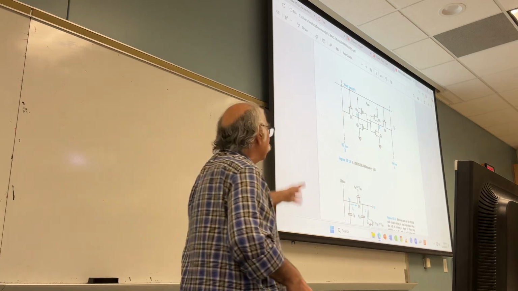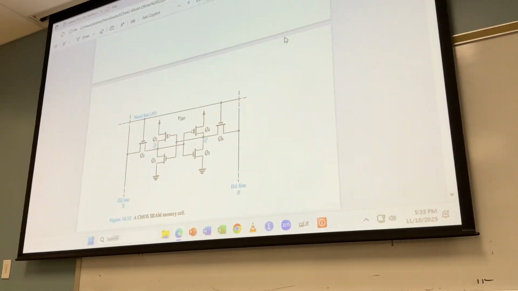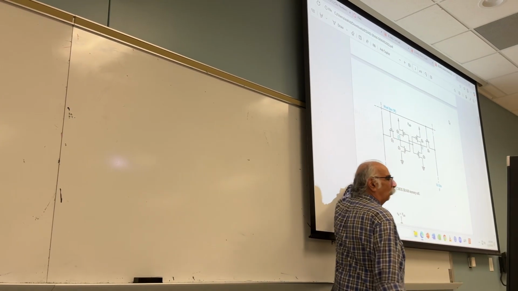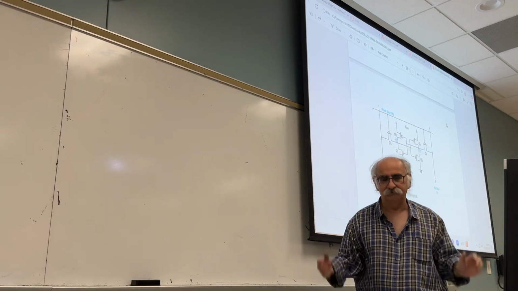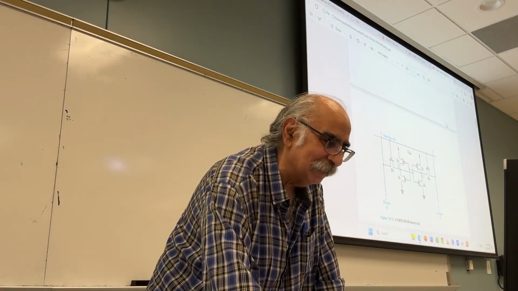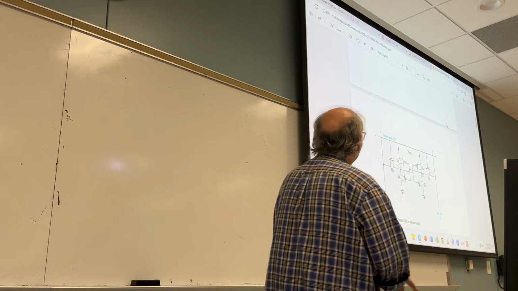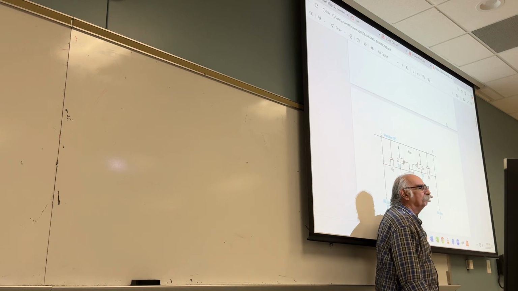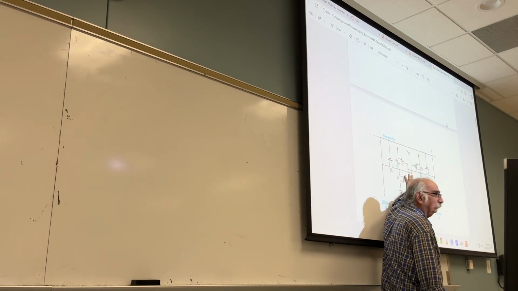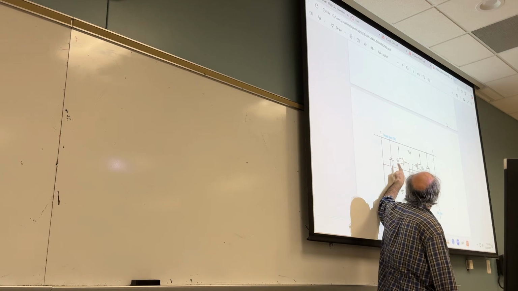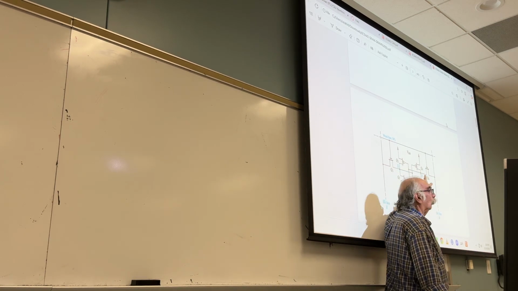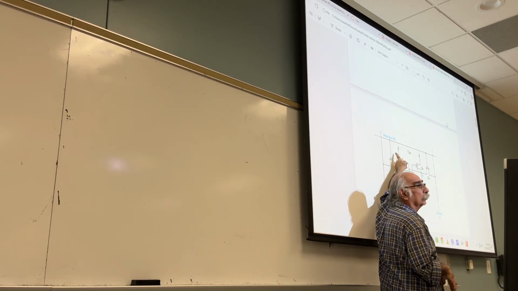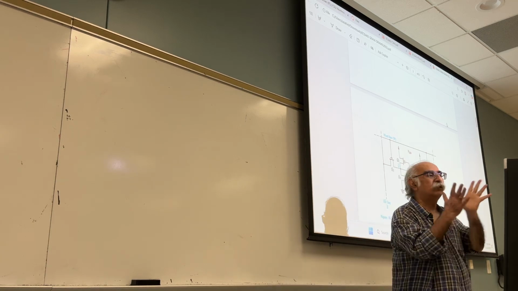Now, let's look at a typical cell. What do you see? Do you see this back-to-back inverter? Yes, that's a back-to-back inverter. And we have two access transistors, Q5 and Q6. They are controlled by the word line. What is the word line? The word line is the output of the row decoder.